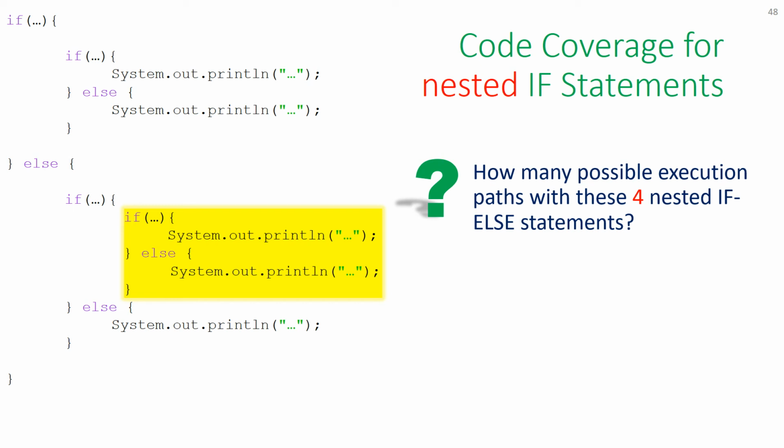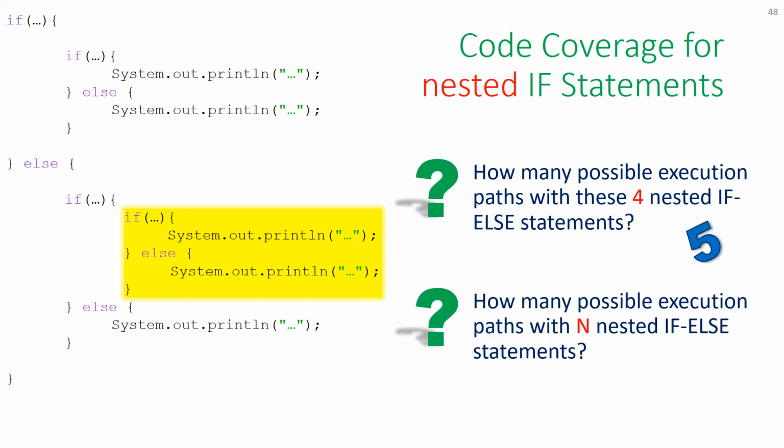How many? 5. How many? 5 too? Okay, good. So we have 4 nested if-else statements, perfectly nested. I didn't play around and mix together serial and nested. We have indeed 5 execution paths. Cool. So what if I have n of them? N plus 1. It doesn't matter really.